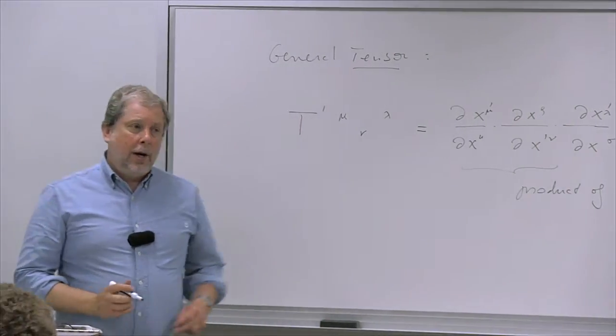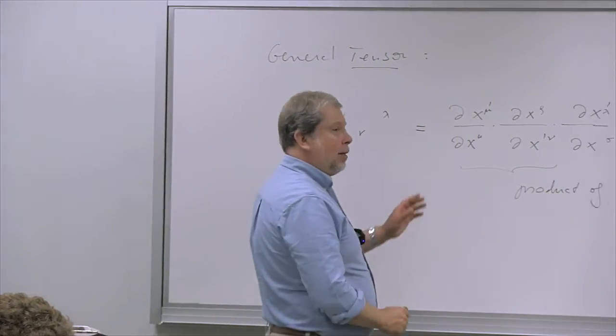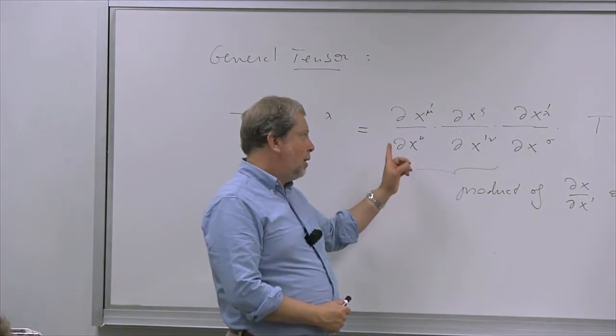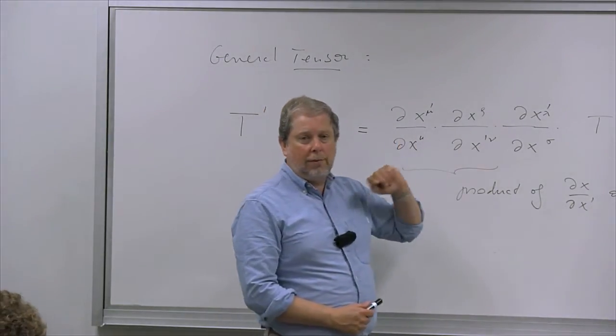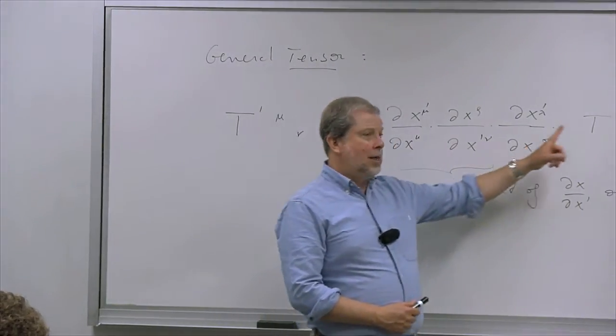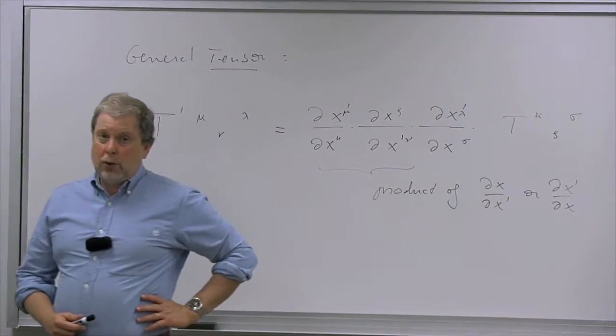Now notice that this is a sort of linear transformation, because these can all be viewed individually as some sort of matrix, and that matrix is acting on the indices that are associated with the T.